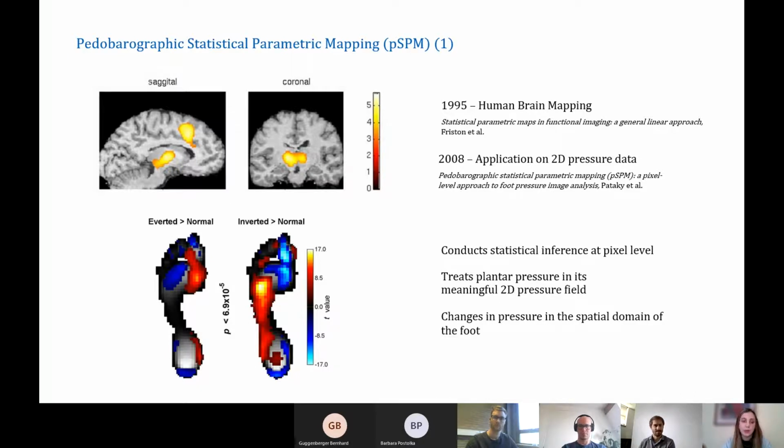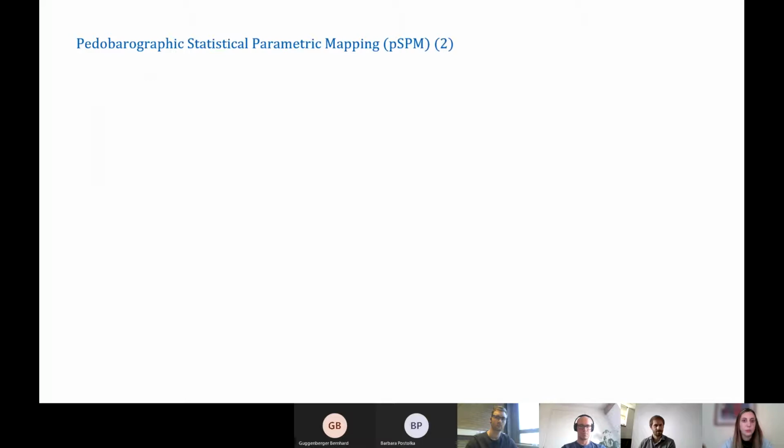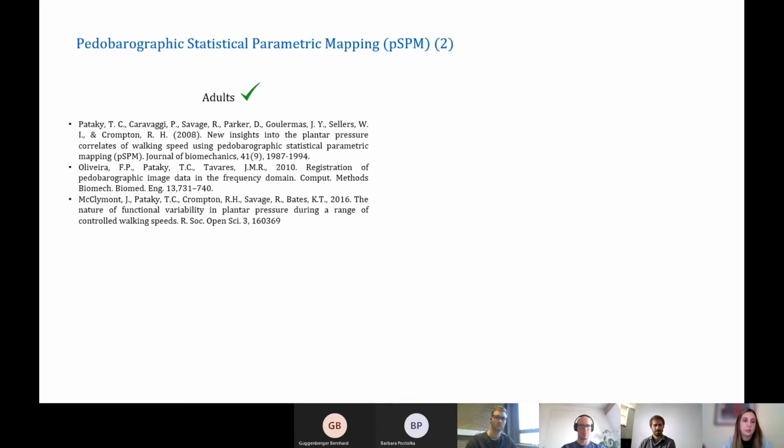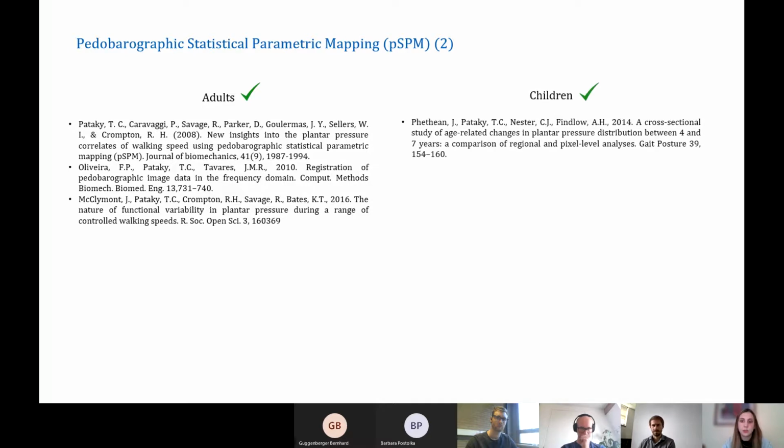In this way, PSPM treats plantar pressure data in its meaningful two-dimensional field, and changes in pressure, for example increasing or decreasing pressure, are visible in the spatial domain of the foot, in the anatomical correspondence of where these changes happen. PSPM has already been used quite a few times in adults. I reported some examples here. It's been used once for children's pressure analysis between 4 and 7 years. And it has never been used for infancy.